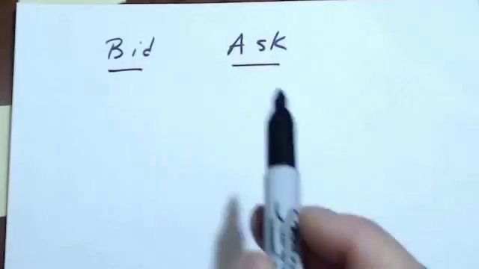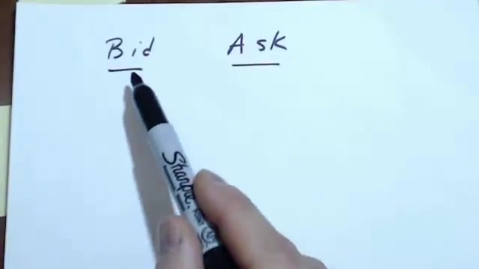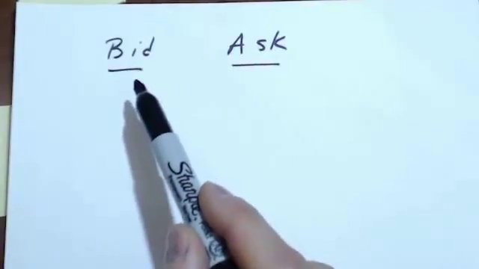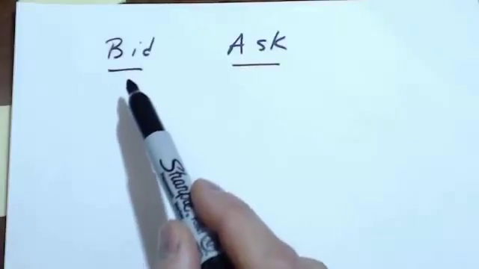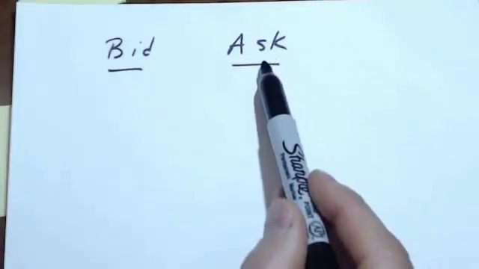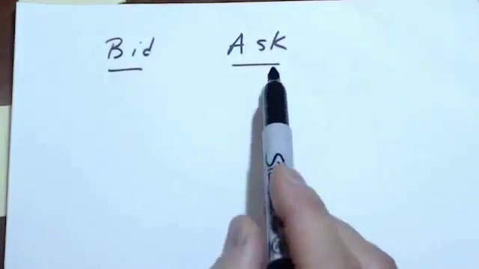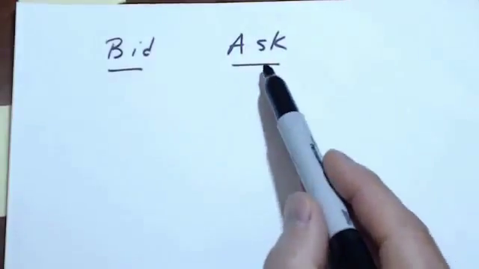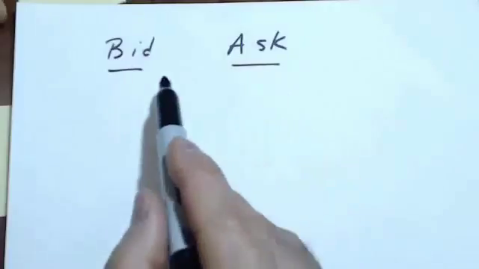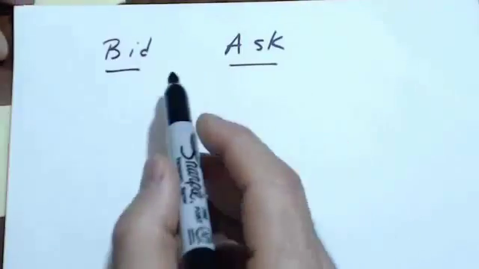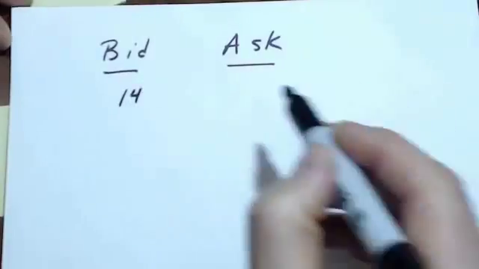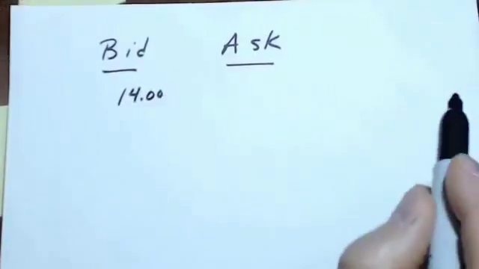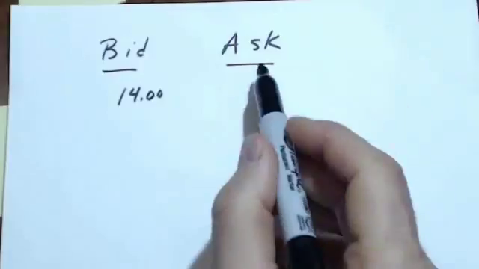A bid price is from the dealer's perspective, so I'm always looking at it from a dealer's perspective. It's the price the dealer wants to pay. The asking price is sometimes called the offering price, and it's the price at which the dealer wants to sell. The difference will be the dealer's profit. So you could have a stock for $14. That would be the bid. A dealer would be willing to buy it at $14.